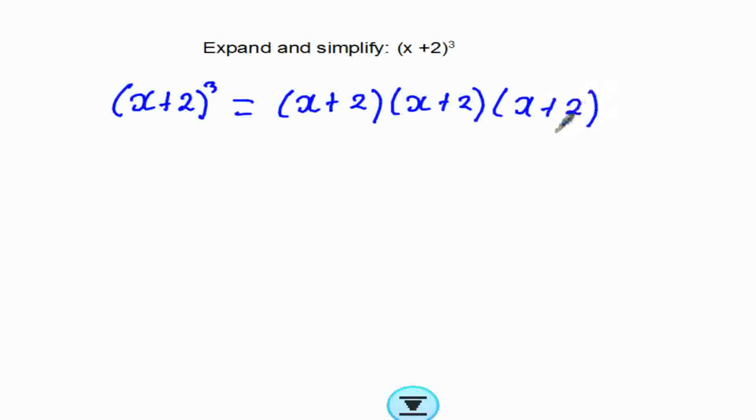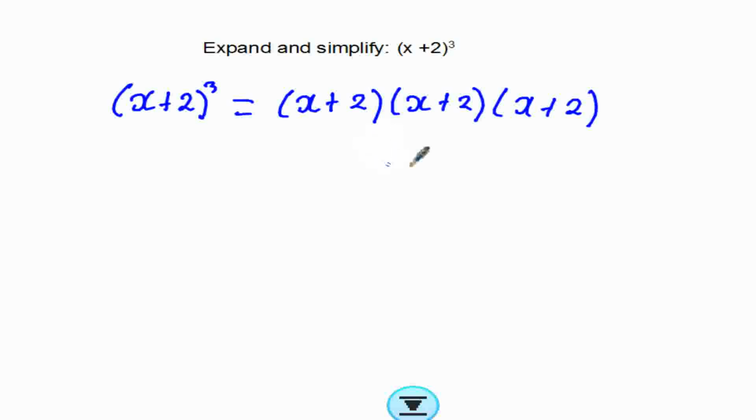x plus 2. You all know if you cube a number, it's the same as multiplying that number 3 times. So this is what you are going to deal with. And in the previous video, I learned how to expand 2 brackets. So today there are 3 brackets.